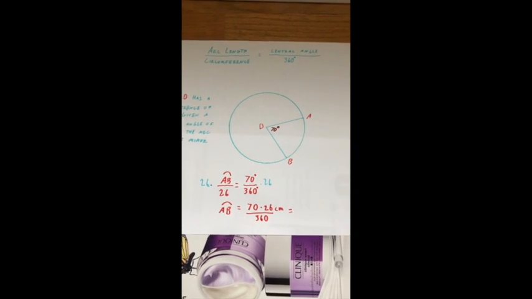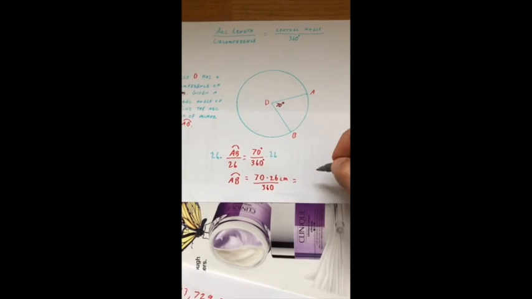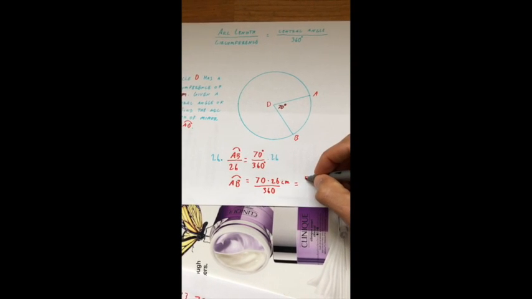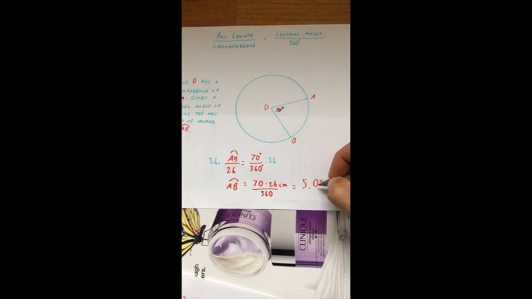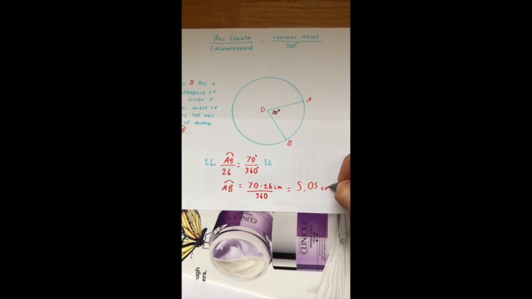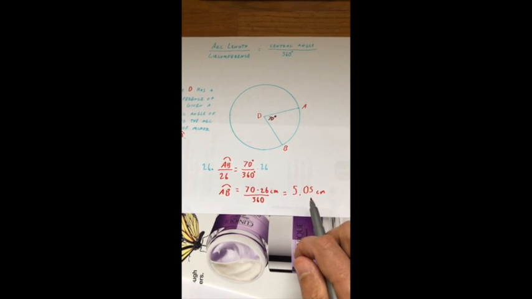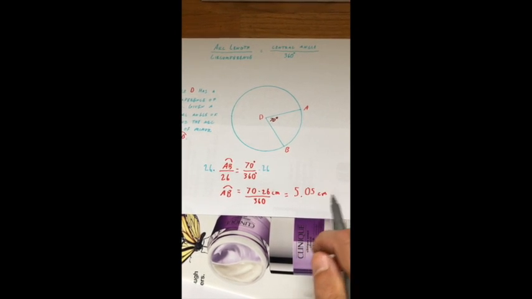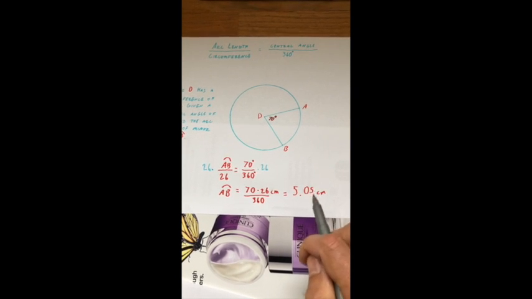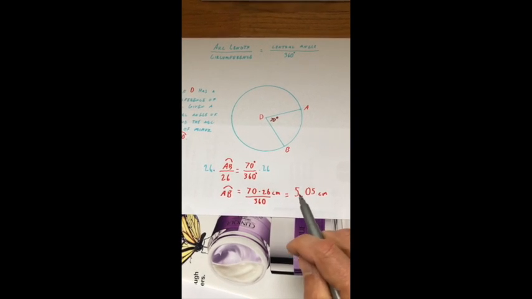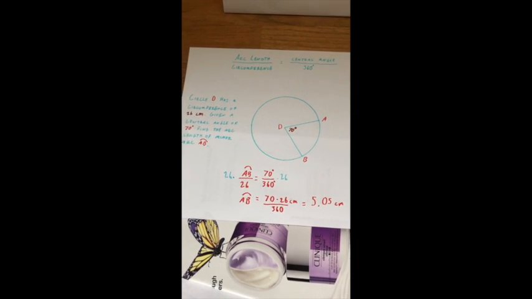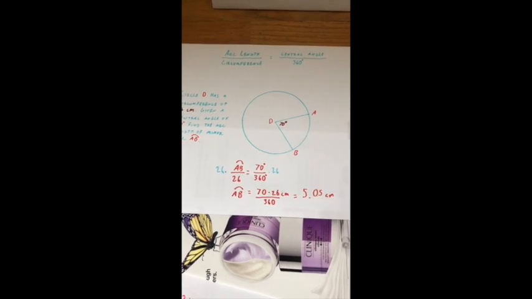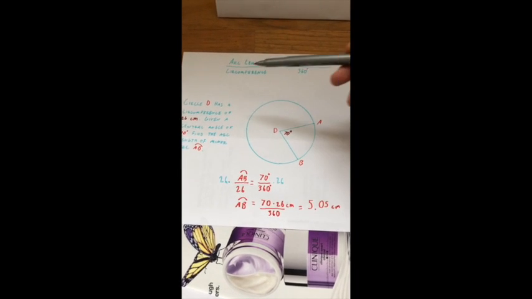And this gives us a length of 5.05 centimeters. It ends up being 5.05555. I'm just going to truncate it, just cut it off, not even round. So it's about 5 centimeters for minor arc AB. So it's all ratios, people. It's all proportions.